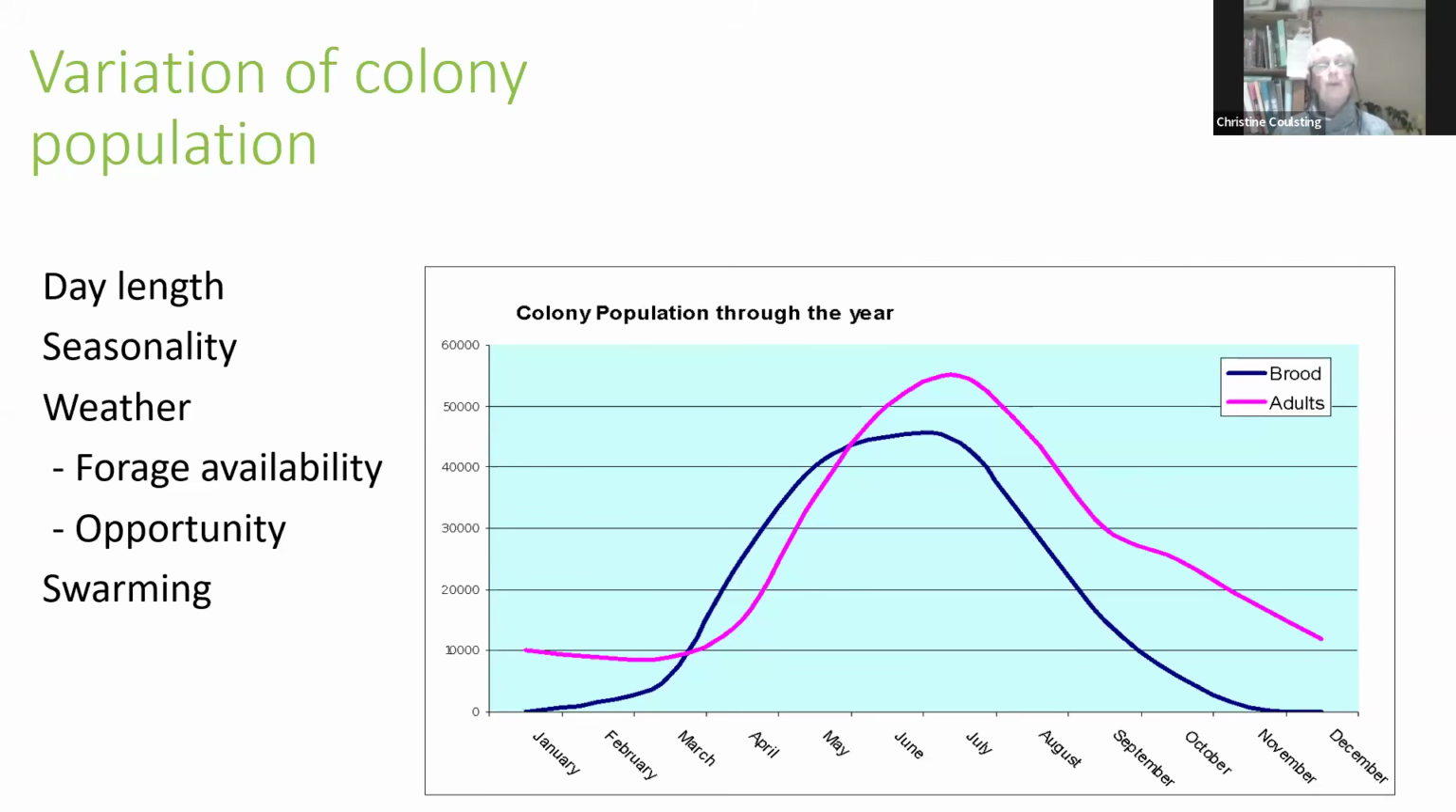Swarming is also a factor, because of course if the colony swarms, then the brood and the adults are going to vary as well. Towards the end of the year, the number of brood and adults reduces, because the colony can only support so many. It's good to go through the winter with a reasonable population of bees, but you don't want to have too much for the winter stores to support.